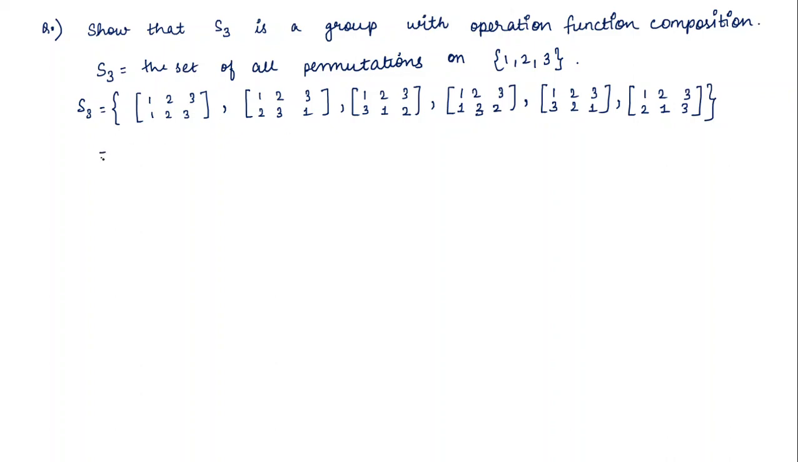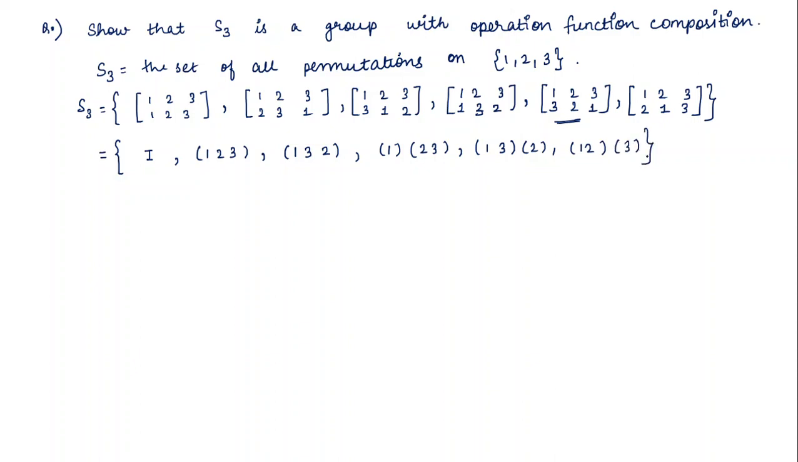Now let me write the elements of S3 in cycle form, where for identity I will simply write I. I will not write it as 1, 2, 3 mapped to 1, 2, 3; I will write it as I itself. Now this permutation is (1 2 3). This one is (1 3 2). This one has 1 fixed, and 2 is mapped to 3, 3 mapped to 2, so I have (2 3). Now this permutation is (1 3) and 2 is fixed. Then (1 2) and 3 is fixed.